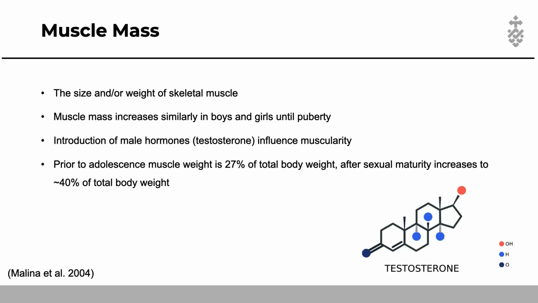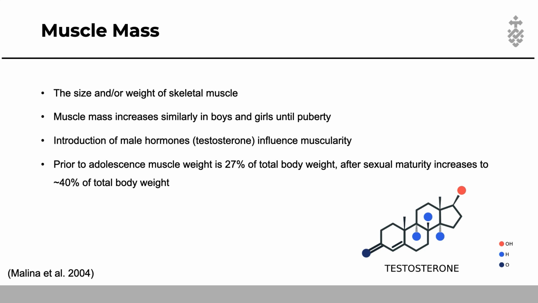We're going to see how all of this changes across the lifespan, starting with our muscle mass, or our muscle size. Muscle mass is the size or the weight of skeletal muscle, and generally muscle mass between boys and girls in young years, in childhood, is the same, and it increases similarly in boys and girls up until puberty.